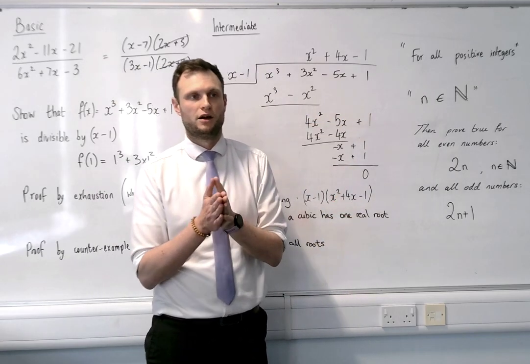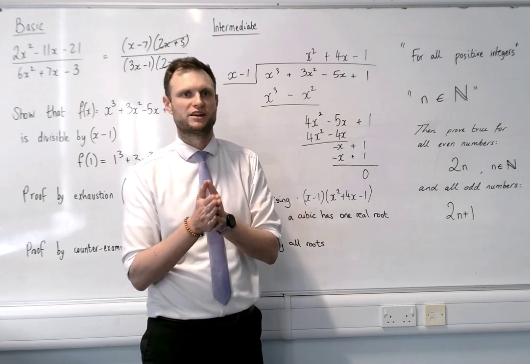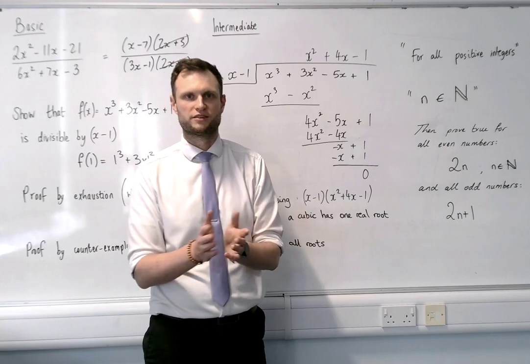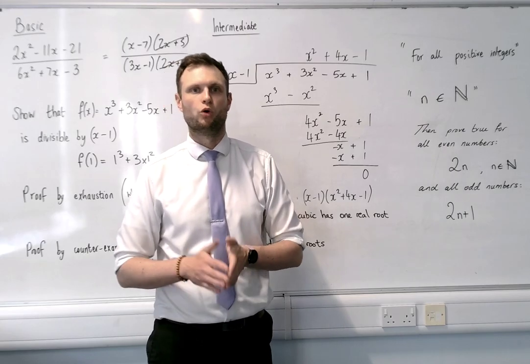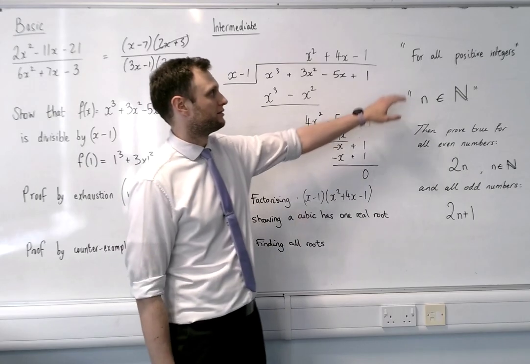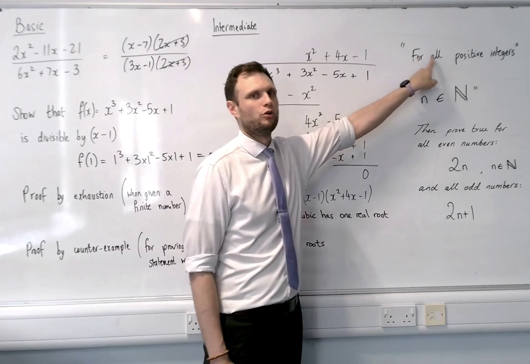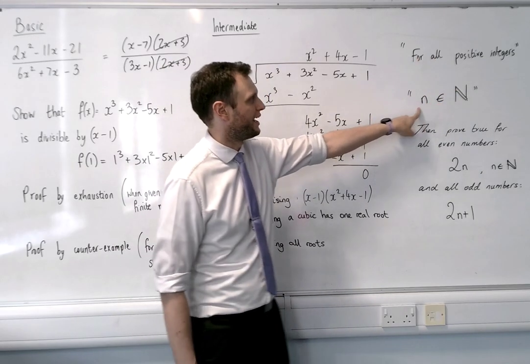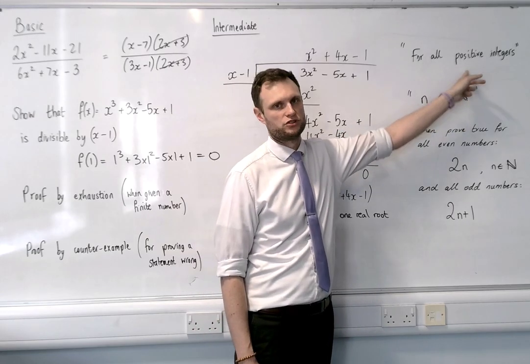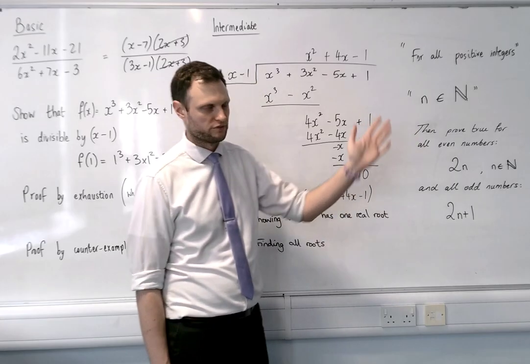Normally it's proving that something is divisible by something. They'll give you some algebra like n cubed plus 2. Prove that that is never divisible by 8. So all you would do is, and it always says this, for all positive integers, or n is a member of the natural numbers. So the natural numbers is the same as the positive integers. It's 1, 2, 3, 4, up to infinity.